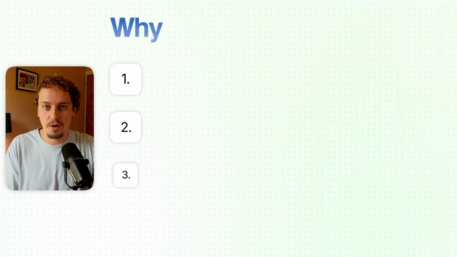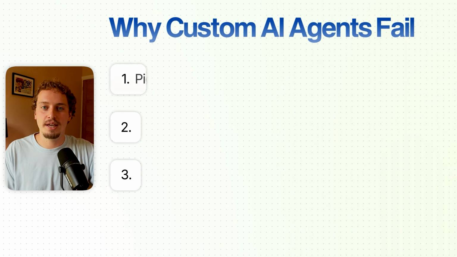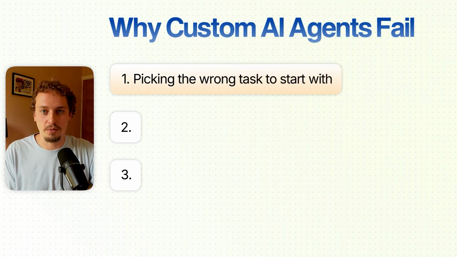So let's actually diagnose what's going wrong here, because in my experience, it usually comes down to one of three things. The first one is picking the wrong task to start with. Most people, when they decide to build a Notion AI agent, go straight to something they want to be able to do, but they never actually have done themselves.